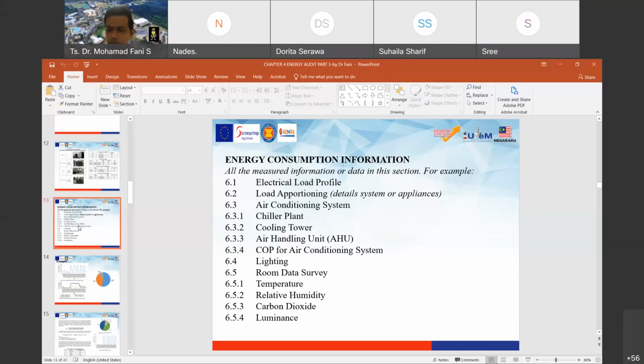If there is any problem with the site, or you can't find a suitable site to do the energy audit, okay, please let me know. Please let me know early. Okay, seriously, so please let me know early.